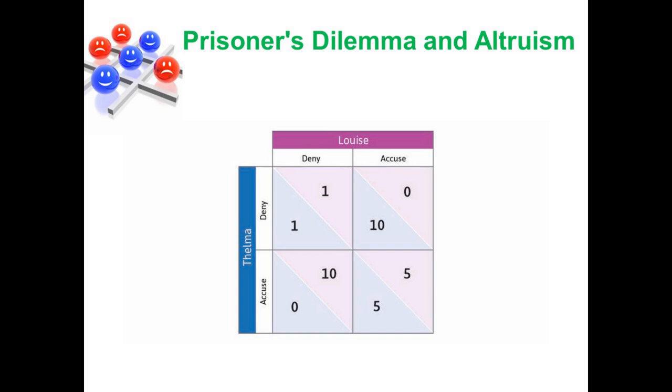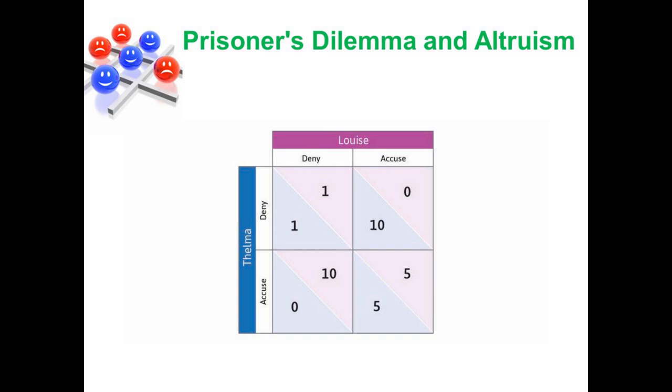Suppose if Thelma denies, then Thelma gets 10, and Louis gets 0. And if Thelma accuses Louis, then Louis gets 10 years and Thelma gets 0. But what is the dominant strategy here?